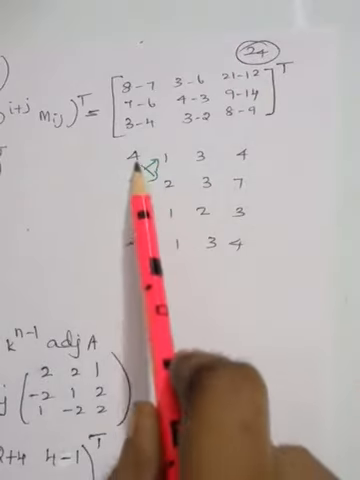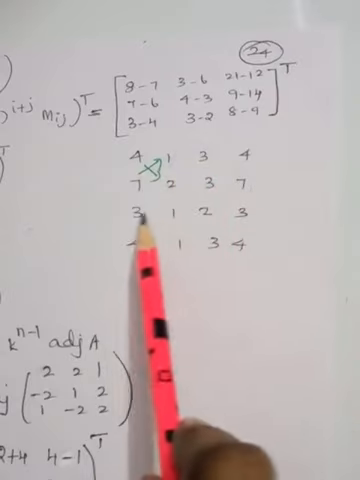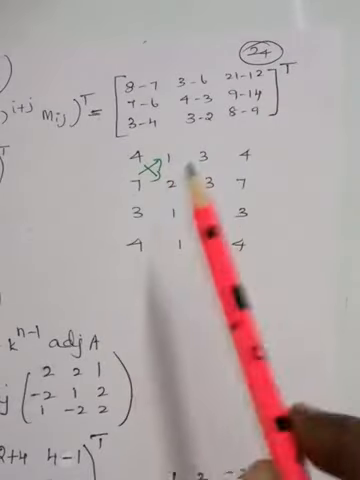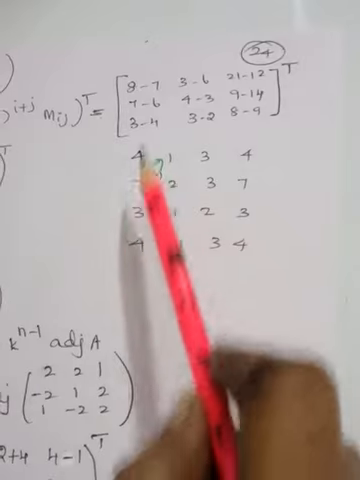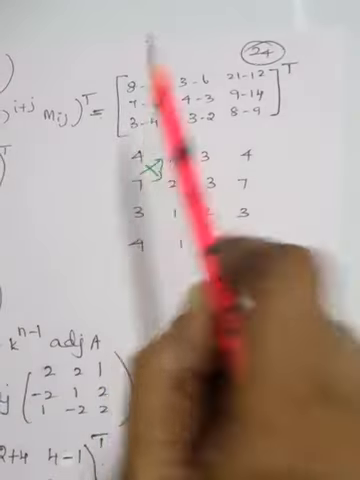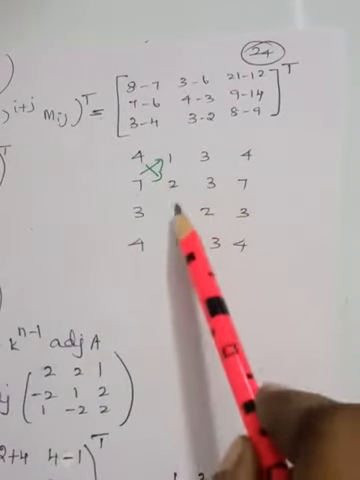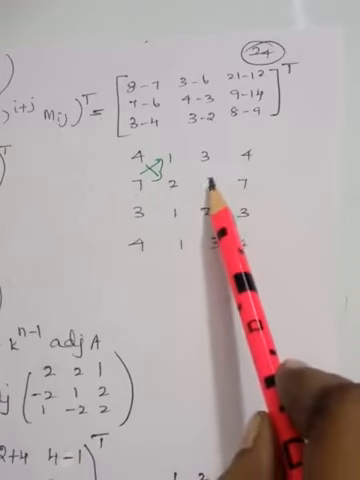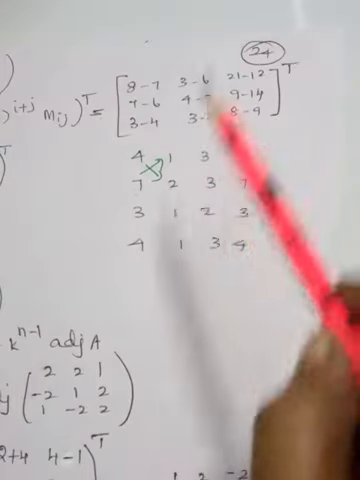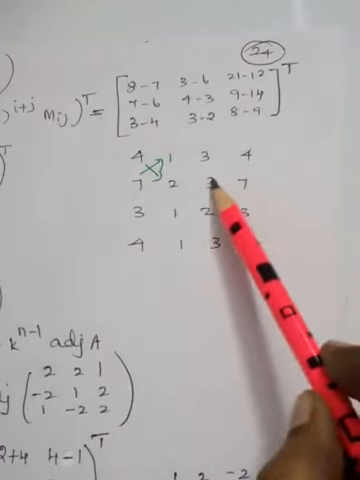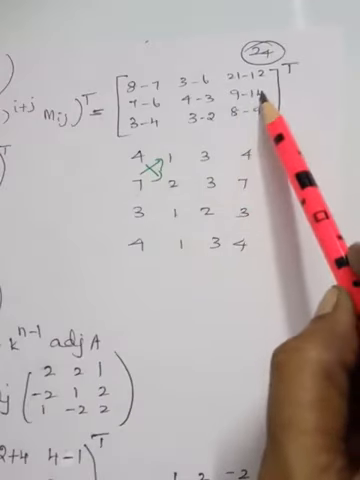Then you are going for, this is only for the first row and second row. Now you consider the second row and third row. Find out the determinant. 7 into 1 is 7, 3 into 2 is 6, formula is minus, so 7 minus 6. Then you are going for the next 2 columns. 2 into 2 is 4, 3 into 1 is 3, formula is minus, so 4 minus 3. Next 3 into 3 is 9, minus 7 into 2 is 14, so 9 minus 14.